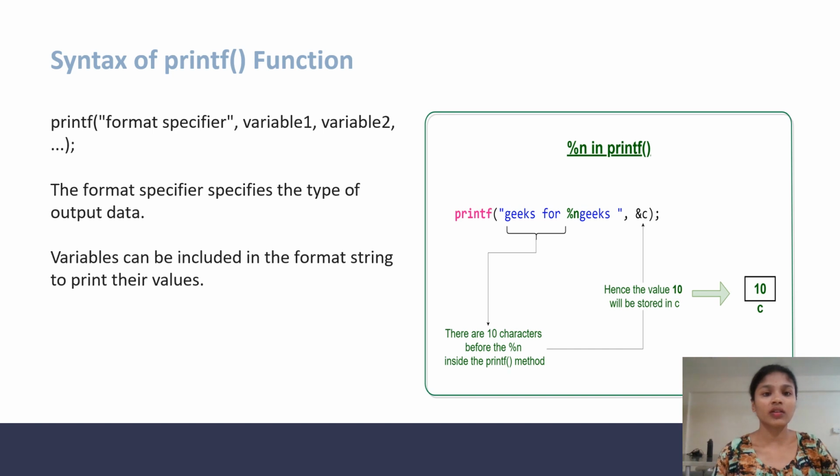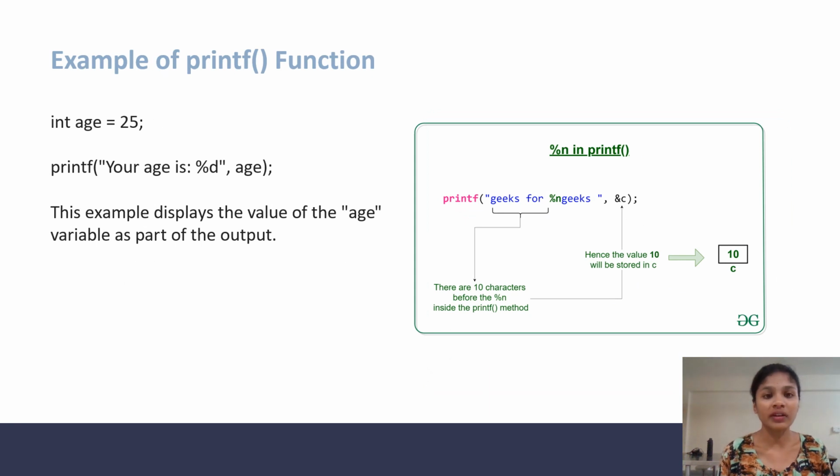Syntax of the printf function: printf, format specifier, variable 1 and variable 2. The format specifier specifies the type of the output data. Variables can be included in the format string to print their values. Example of a printf function: int age = 25; printf("Your age is %d", age); This example displays the value of the age variable as a part of the output.